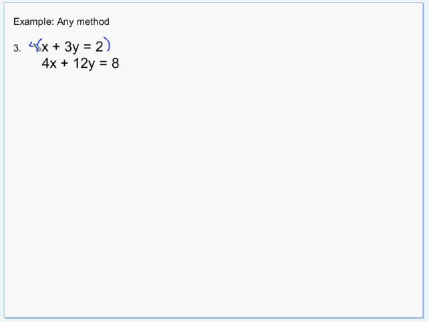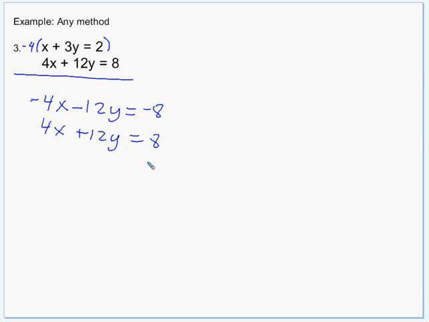Now since they're both positive, I'm going to make this one a negative 4. So I should have a negative 4x minus 12y equals a negative 8. And then just bring down the bottom. So here our x's eliminate, our y's eliminate, so we're left with 0 is going to equal, and then our 8's eliminate as well. So since this is a true statement, we're going to have infinitely many.